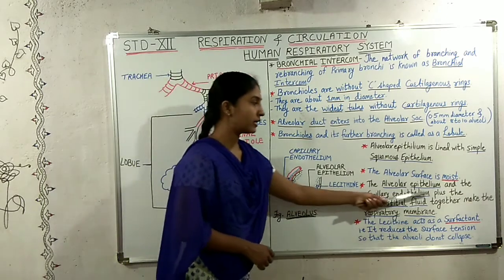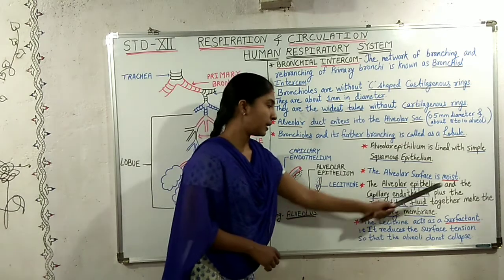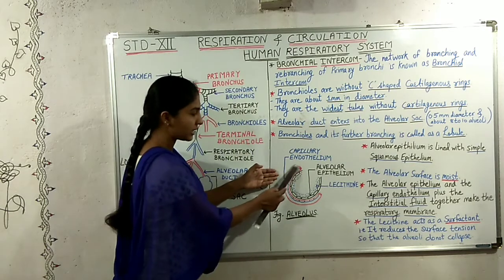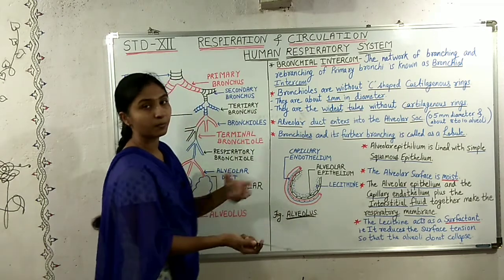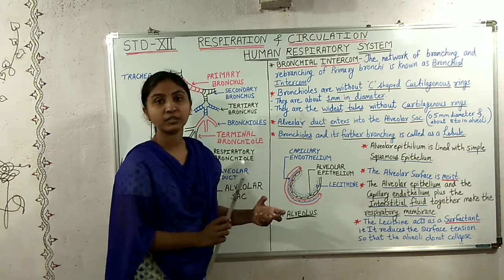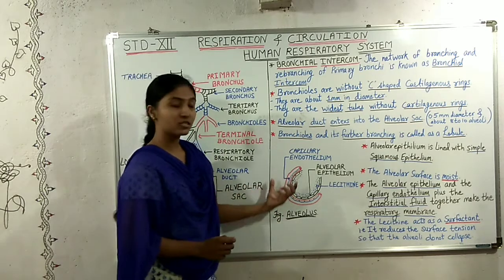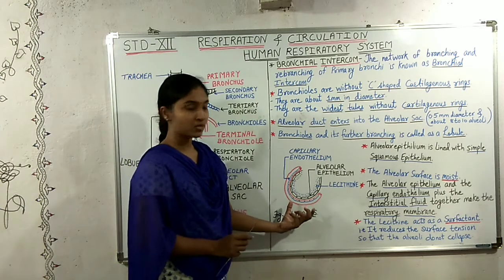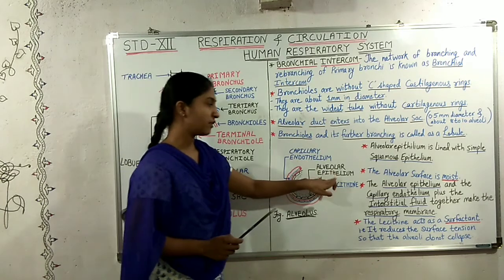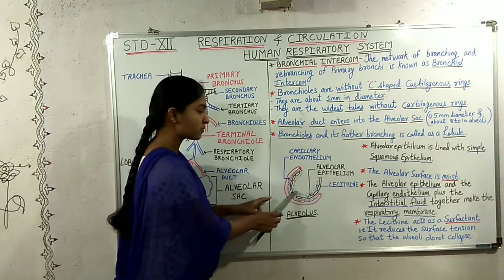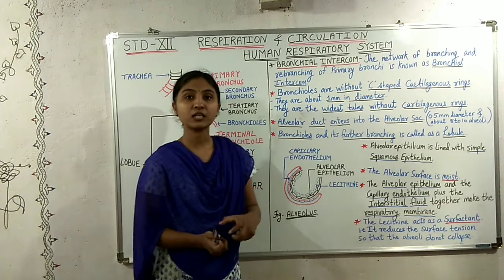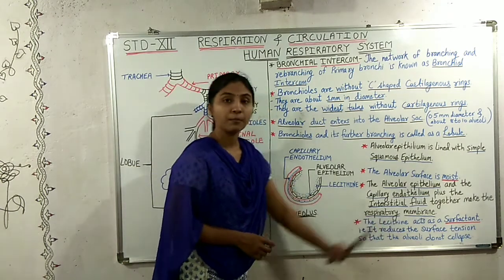The alveolar epithelium and the capillary endothelium plus the interstitial fluid together make the respiratory membrane. Now I said that there is a capillary outside the alveolus which supplies blood to it. This capillary also has a lining of squamous epithelial cells inside it. This epithelium of squamous cells is called the capillary endothelium. So this capillary endothelium, this alveolar epithelium and their basement membranes, plus the interstitial fluid which is present over here, all these things together make the respiratory membrane.